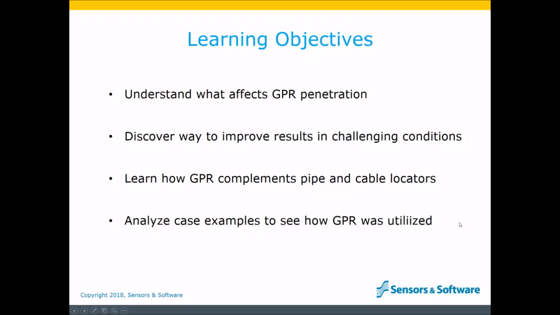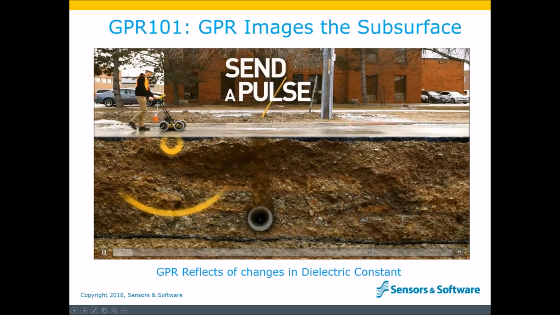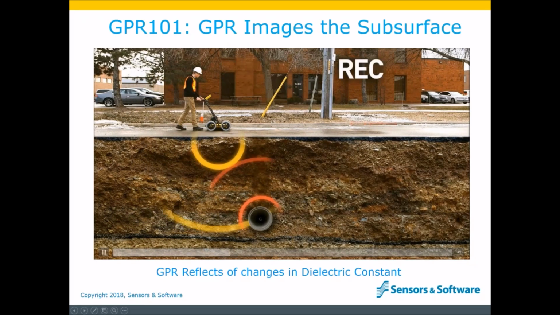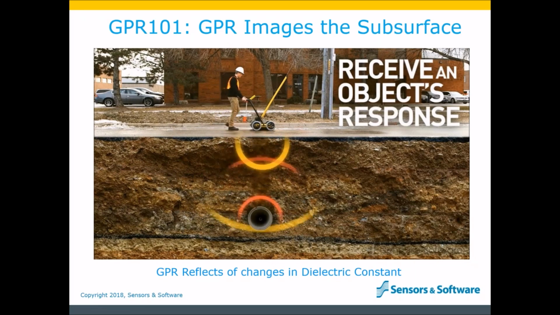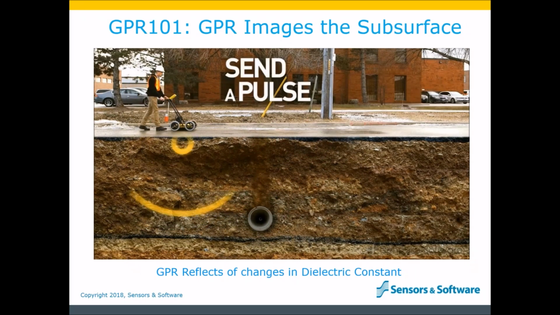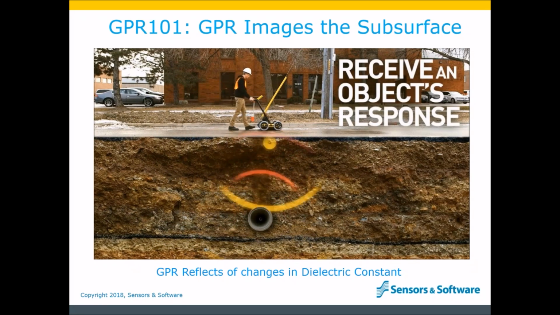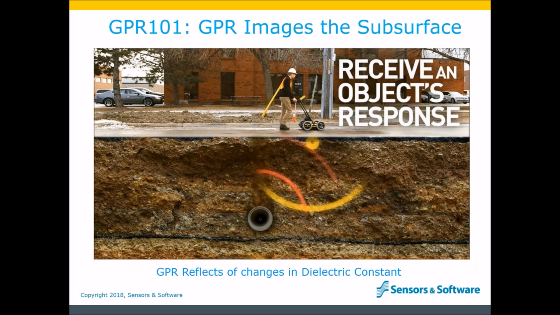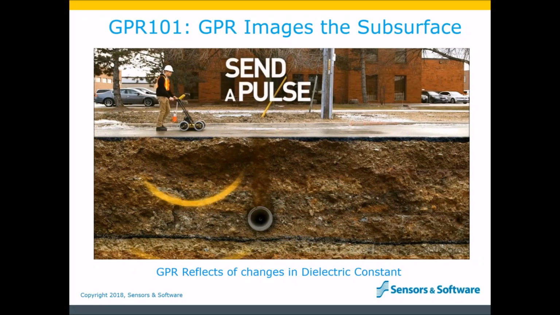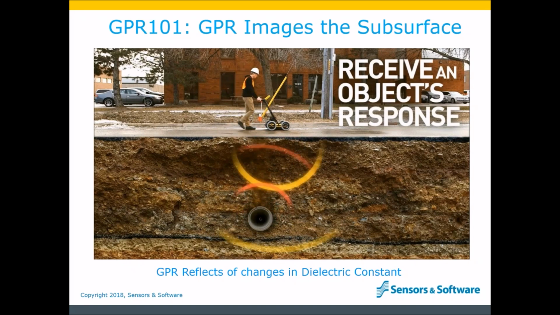So let's start with a quick review of the basics. Now this animation may appear a little bit choppy for some of you, so I'm going to let it play a few times so that you get the basic idea. GPR is a technology that uses radio waves to locate objects in the subsurface. We do this by pushing the GPR system along the surface and collecting data from reflections in the ground.